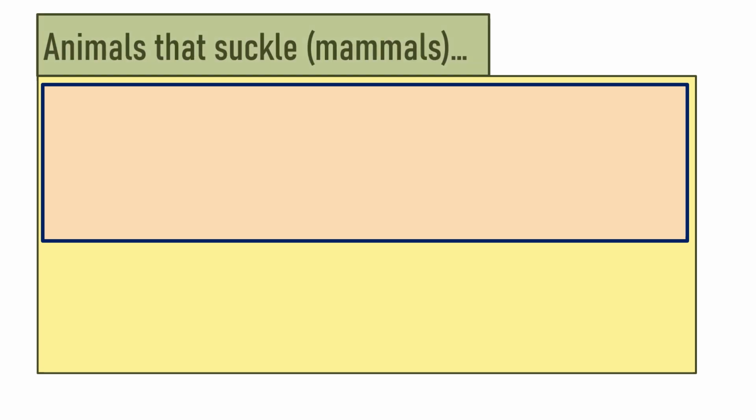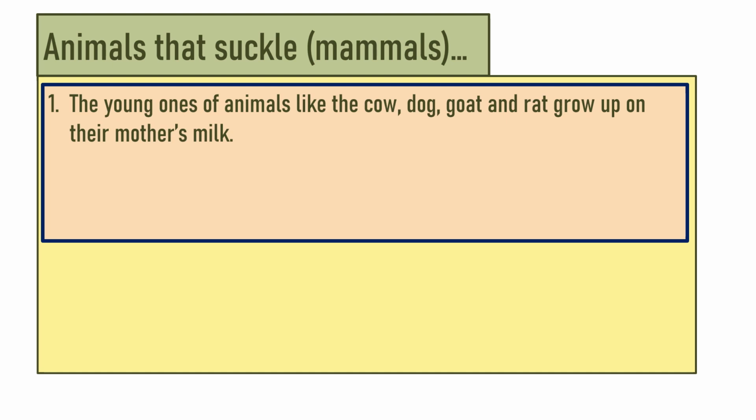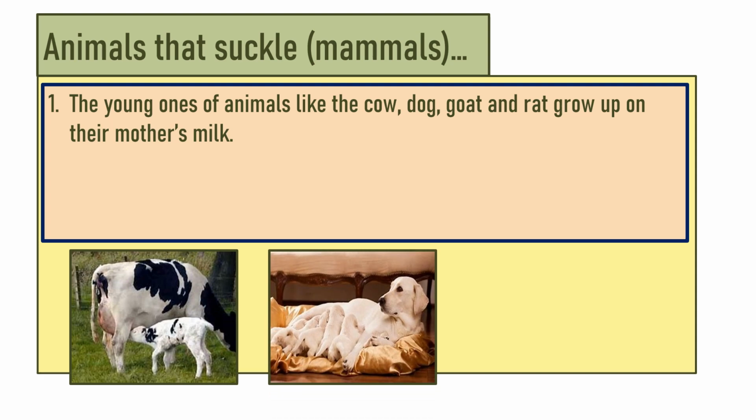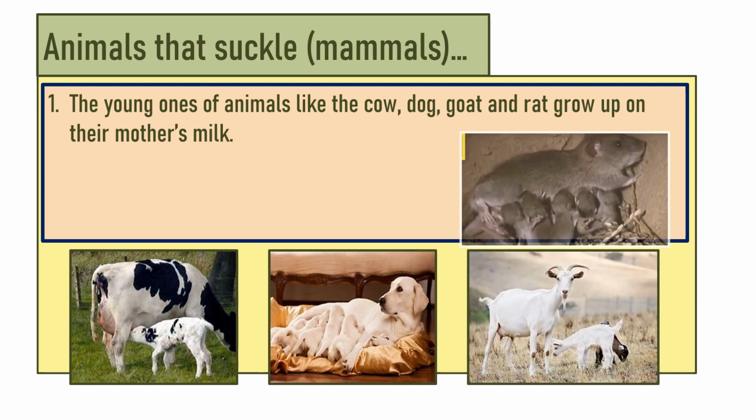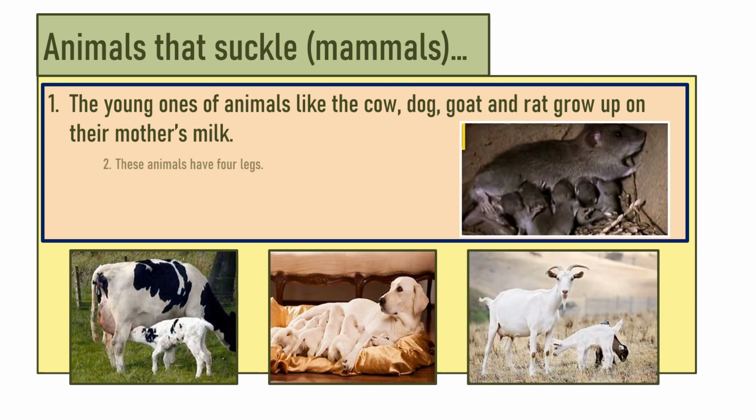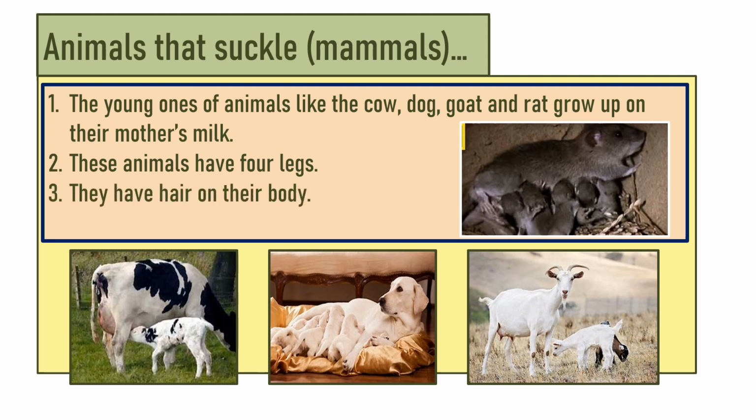The first category of animals is animals that suckle. They are called mammals. The young ones of animals like the cow, dog, goat, and rat grow up on their mother's milk. These animals have 4 legs. They have hair on their body. They have external ears. Any animal which has the same characteristics is called a mammal.